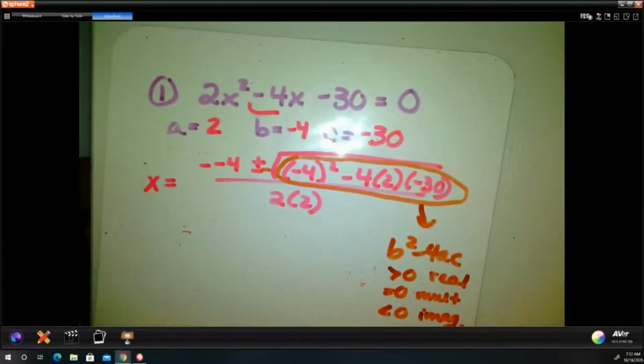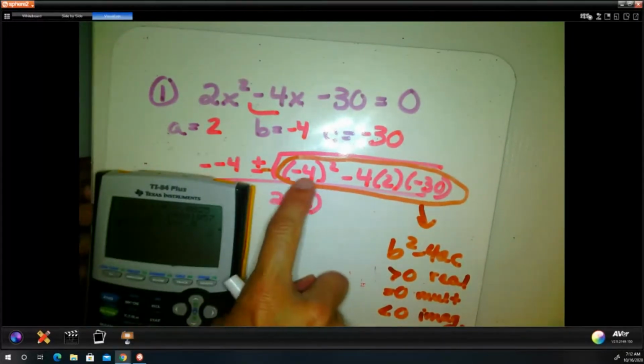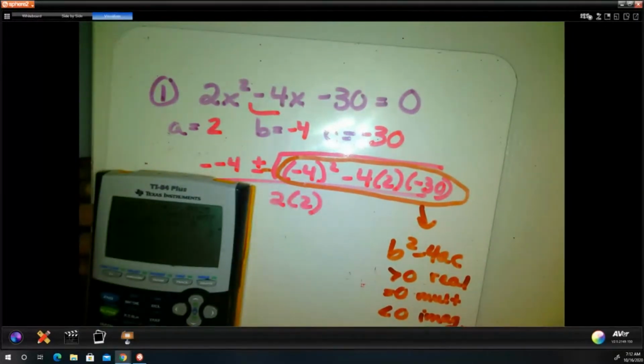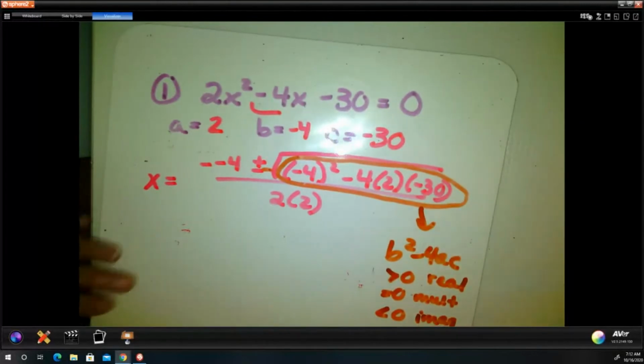I'm just going to put that in my calculator because that's probably the easiest way to do this. Make sure you put parentheses here. So when I do it, negative 4 squared minus 4 times 2 times negative 30, that tells me my discriminant is 256.